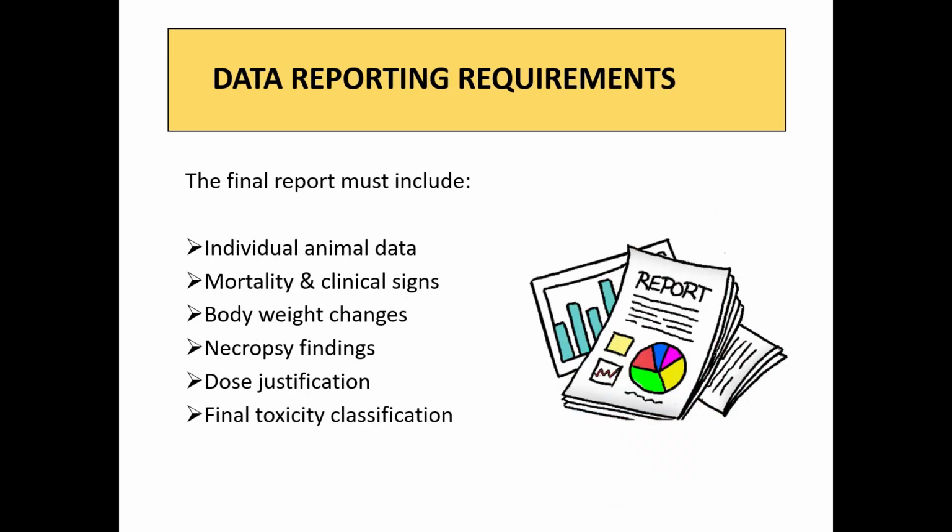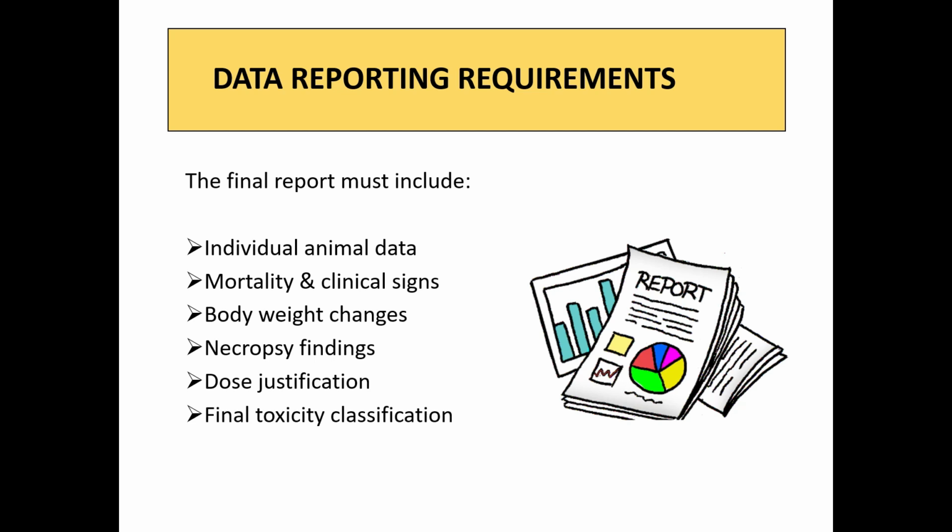Data reporting. In the final data you must include individual animal data, meaning how much food, water and body weight. You have to mention this. Mortality and clinical signs, body weight changes, necropsy findings. In gross necropsy, what you observed, which organs have lesions, you have to write here. And dose justification, how you chose that dose.